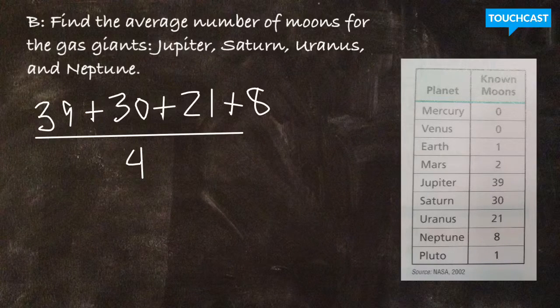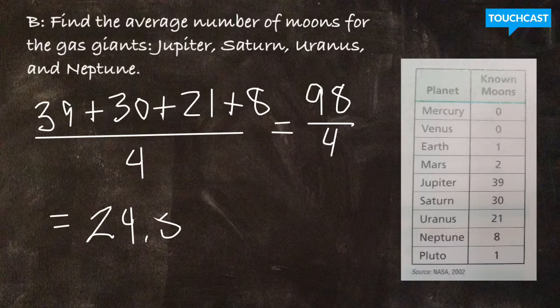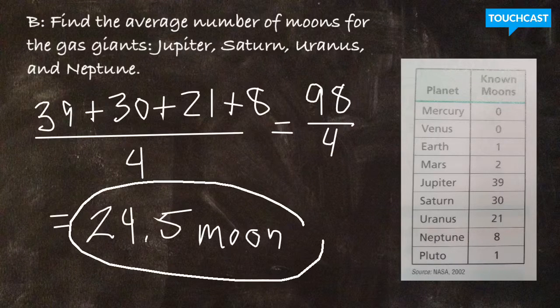Now, if we find the sum of our numerator, that is 98. And if we divide that by 4, that's going to give us exactly 24.5 moons on the gas giants as an average.